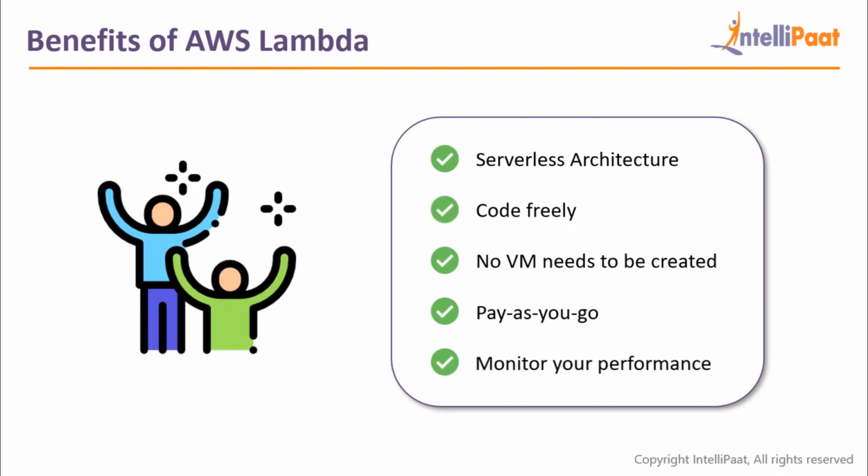The next point is code freely. There are multiple programming runtimes and editors, so you can just choose freely and code like how you do it in an offline editor like Visual Studio or Eclipse. The next point is that no virtual machines need to be created. You don't need to create and configure any EC2 virtual machines. As I already told, they are provided by Lambda according to the processing power needed for your function.